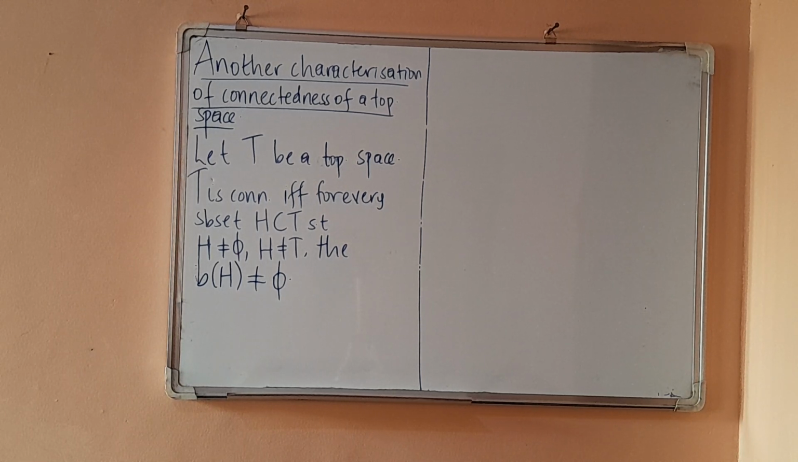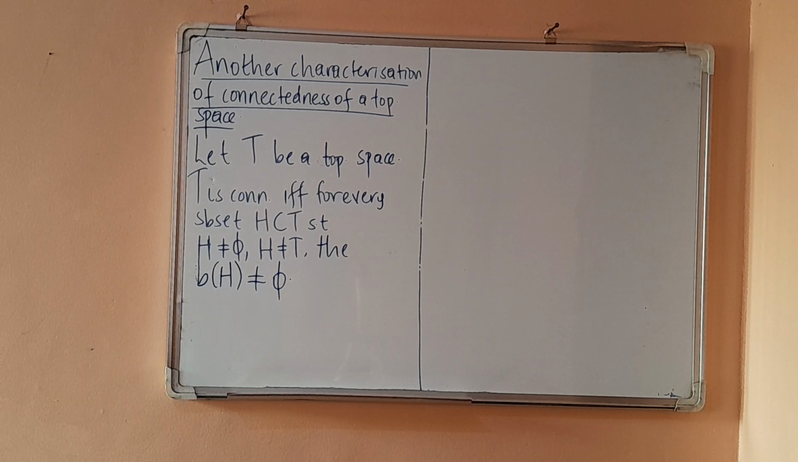What conditions do we know? We know that T is connected if it has no separation. T is connected if and only if what? If and only if the only clopen subsets of T, closed and open subsets of T, are T and the empty set itself. That is also a characterization of connectedness.